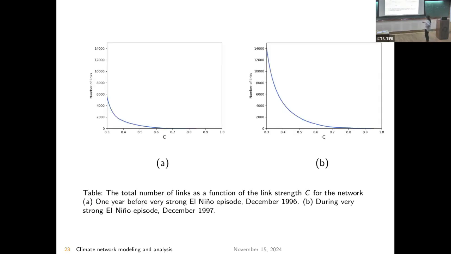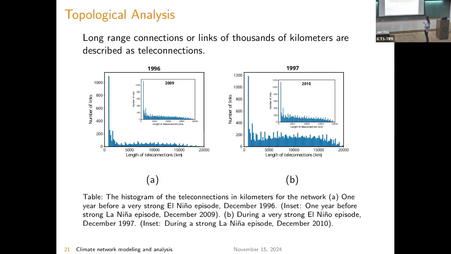So the total number of links are plotted according to the strength of the correlation. If you look at this plot, you see a higher number of large teleconnections in the El Nino network as well as in the La Nina network. But see your x-axis. The connections are much, much longer.